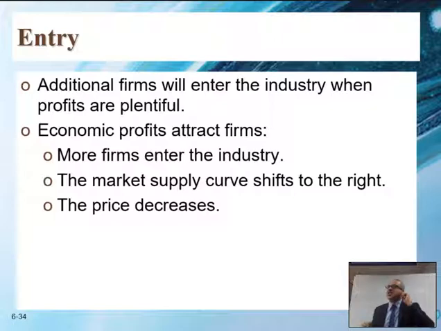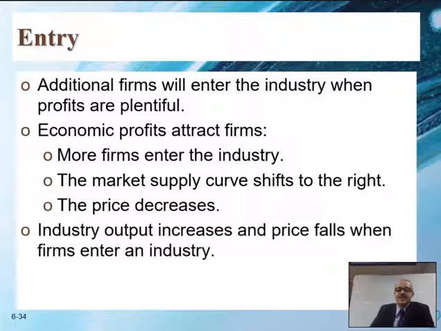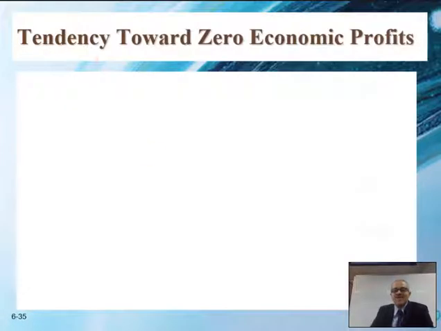And then once you reach 0 economic profits, if the businesses are making 5 and losing 5, and they are on a zero economic profit, they will stay. But once they start to lose, they will exit. So here we start to have this exit at the end. Industry output increases and prices fall when firms enter the industry. So the tendency is towards zero economic profit.